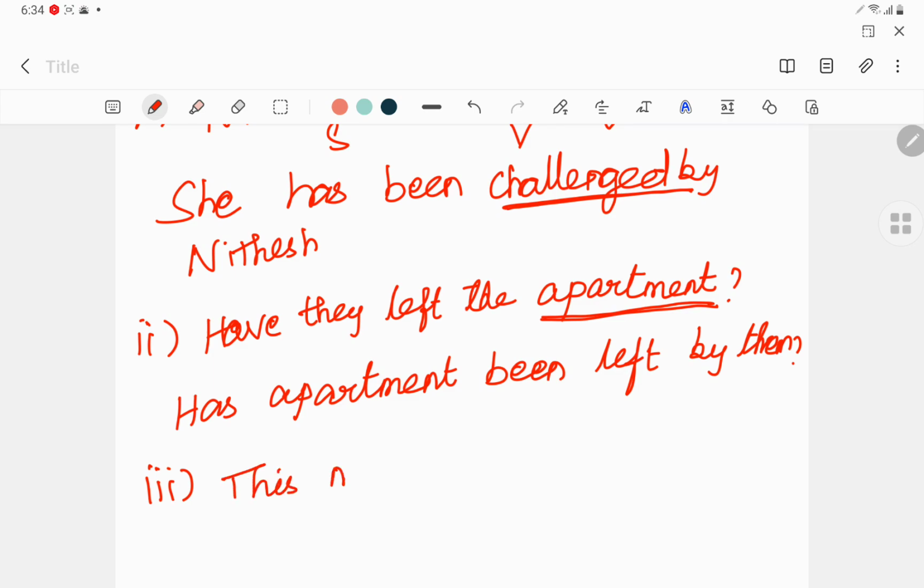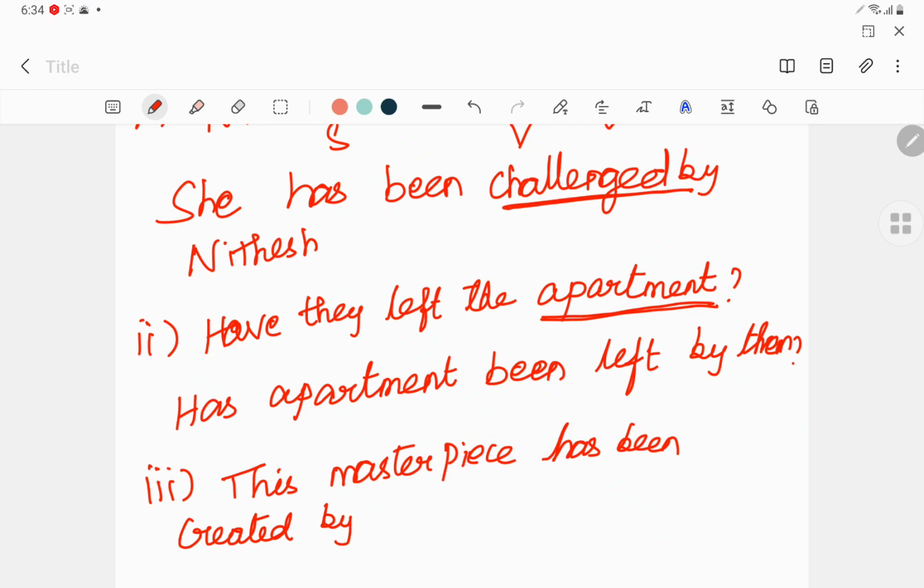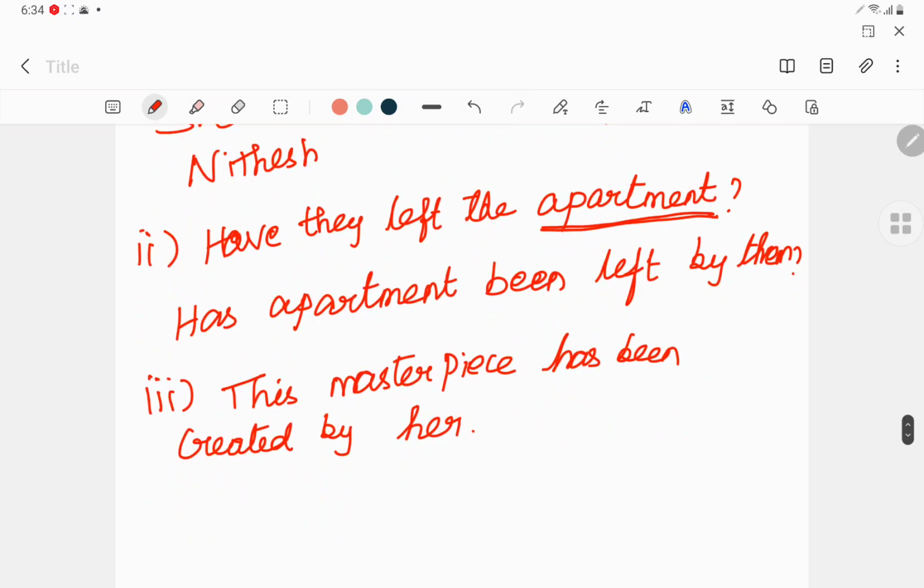This masterpiece has been created by her. So actually this is passive voice. Then how do you change passive voice into active voice? The same rules, whatever you learned, the same rule you want to repeat.